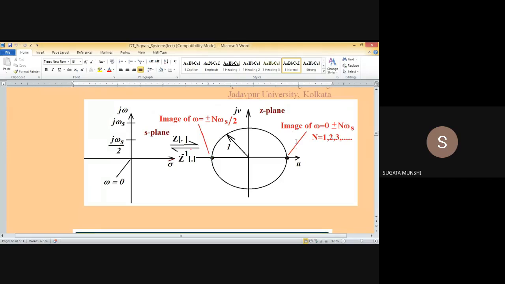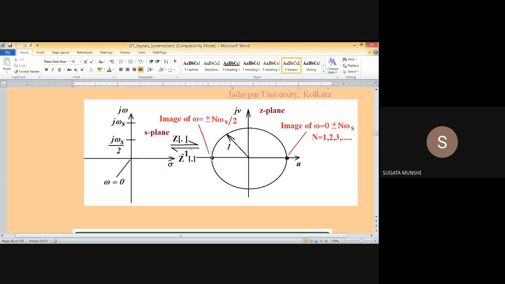Therefore, I have written that this point is the image of several frequencies, omega equal to 0 to plus minus n omega s, where n can take on positive integer values. And that point will be the image of omega equal to plus minus n omega s by 2, where n can take on these values of 1, 2, 3, etc. So this will be the image of omega s by 2.